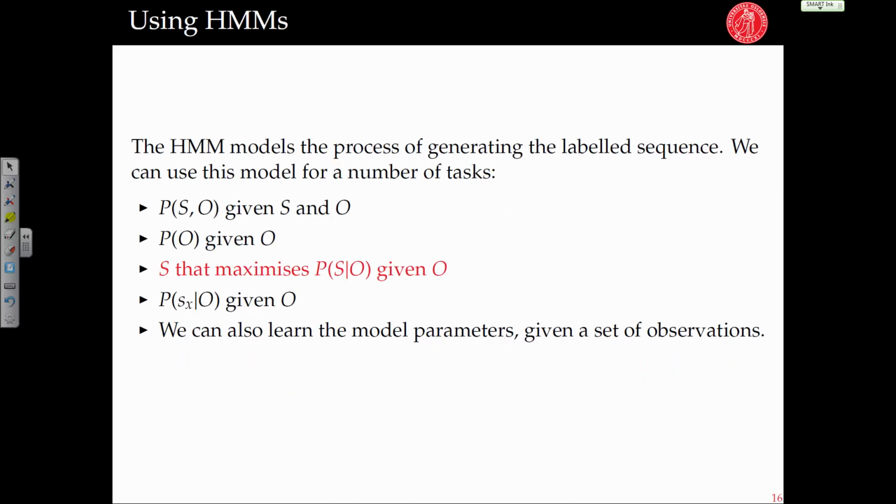Again, what we want to learn here is how to find the hidden state sequence S that maximizes the probability of S given O. We want to find the hidden state sequence of hot, cold, hot, cold, cold, hot, etc., that maximizes P of S given O, the observations, the number of ice creams that Jason ate throughout the summer of 2007.